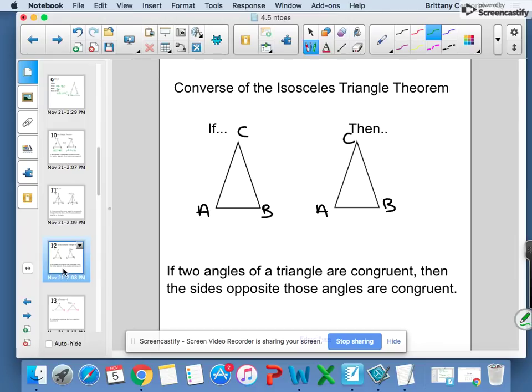Next, we're going to have the converse of the isosceles triangle theorem. So remember, converse, we just flip our hypothesis and conclusion. That says if two angles of a triangle are congruent, then the sides opposite those angles are congruent. So if we had angle A is congruent to angle B, then we can say the sides opposite, so AC would be congruent to BC.